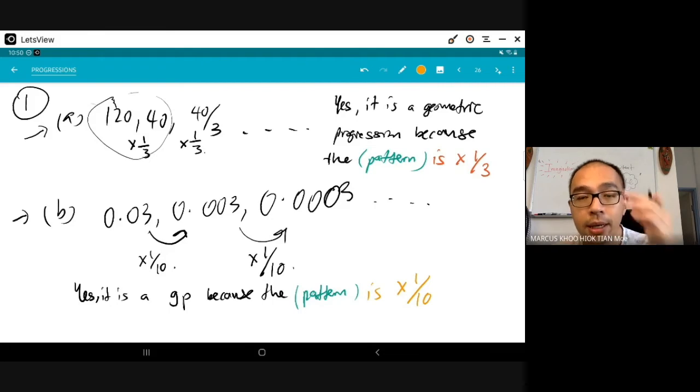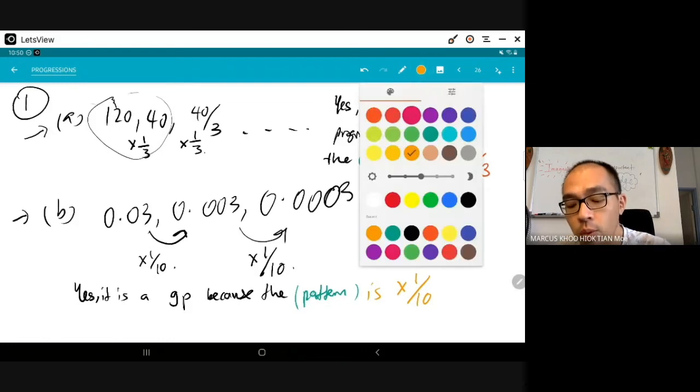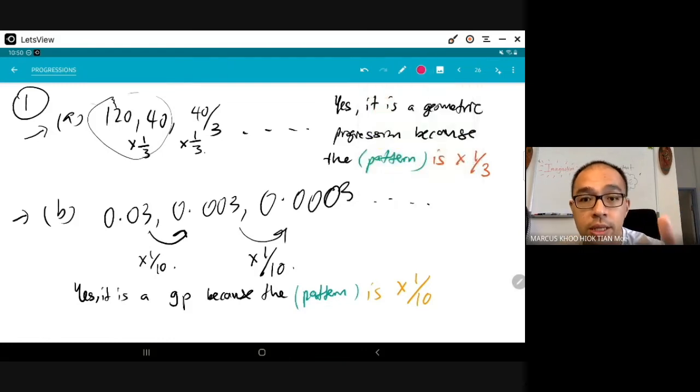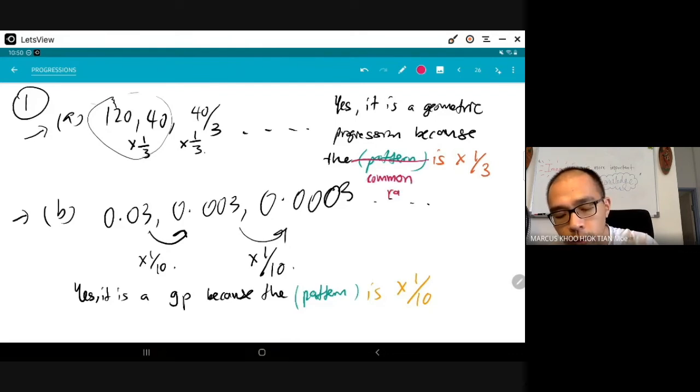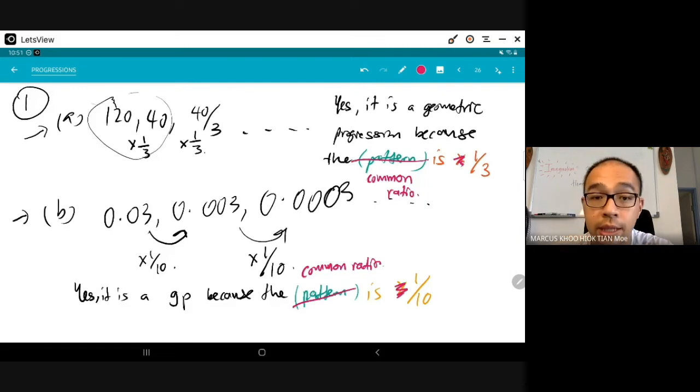Okay, but now I want to up your game. We don't want to use the word pattern anymore. We want to use more mathematical words. So instead of saying the word pattern, listen carefully, I'm going to teach you this because you're going to answer questions. We change the word pattern to common ratio, because the common ratio is, and then we don't need to put the times anymore. We just put 1 over 3, 1 over 10.